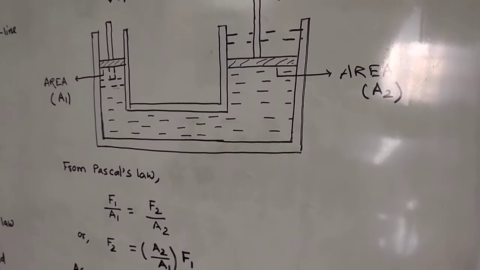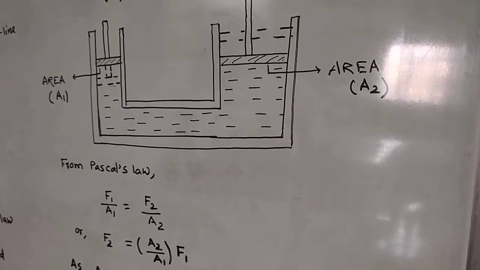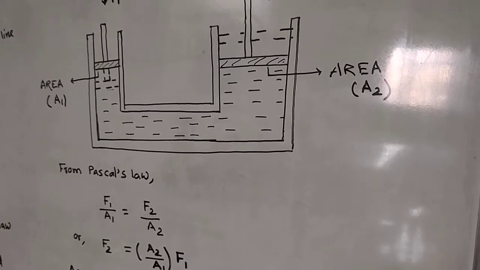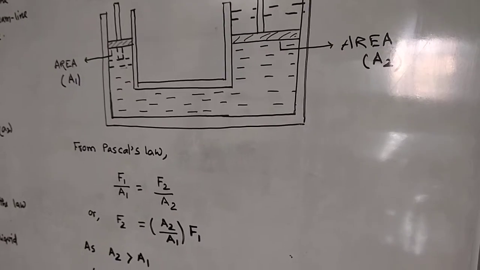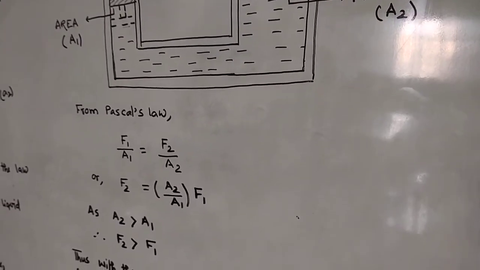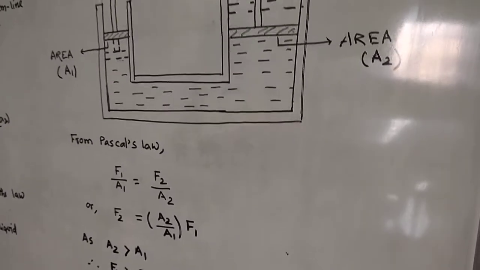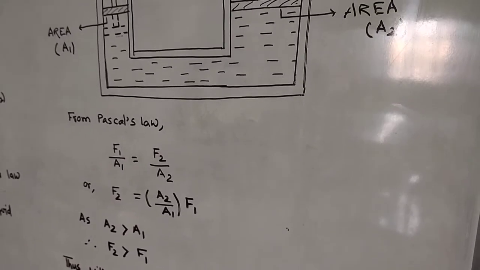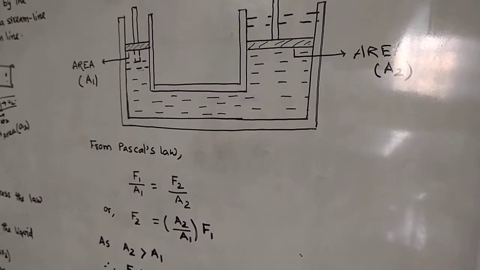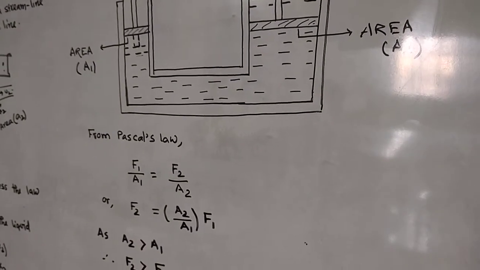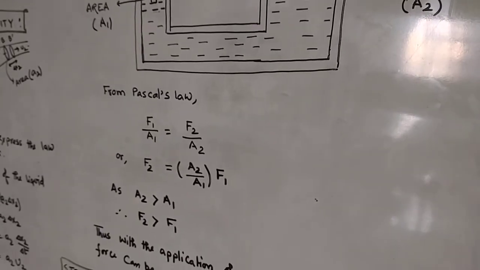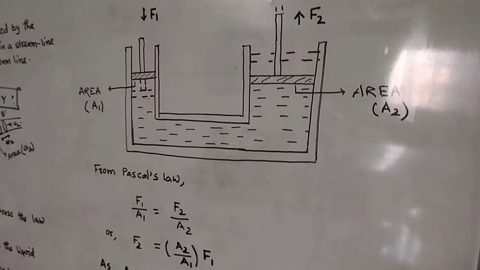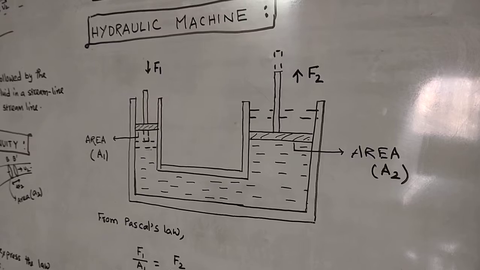So you see in the figure, the area of cross section of the piston with area A2 is of higher value compared to the area of cross section of the piston with area A1. As A2 is higher than A1, definitely you can say F2 is greater than F1. The magnitude determining factor for the generated force is the ratio A2 by A1. If you consider A2 a very high value and A1 a very low value, then F2 will be very high. So by applying a smaller magnitude of force, we generate a higher magnitude of force. It means the input is low but output is high.